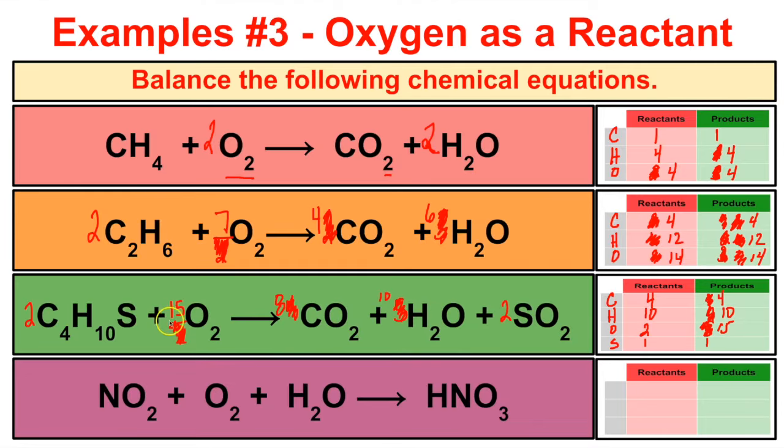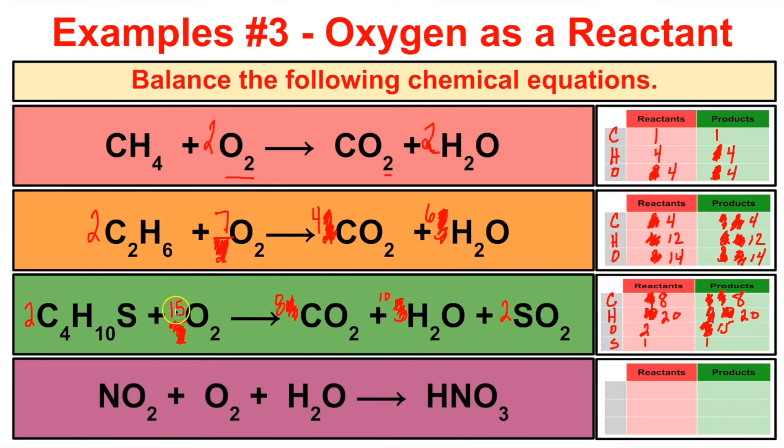If we take a look now, we have 8 carbons on the reactant side, we have 8 carbons on the product side. If we take a look, we have 20 hydrogens here, we have 20 hydrogens here, so now those are balanced.